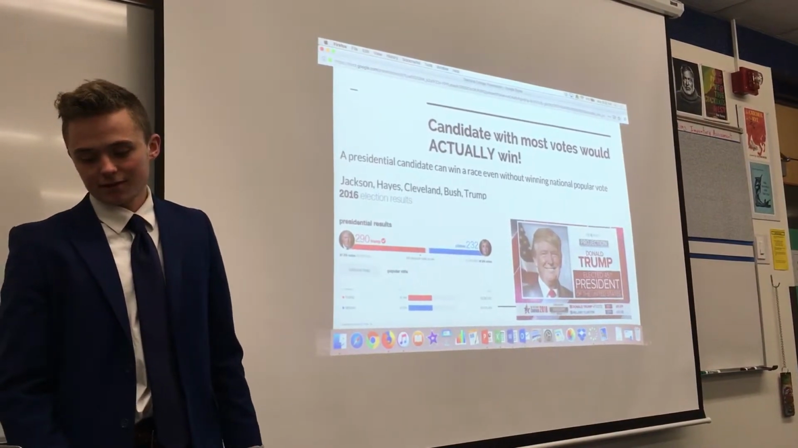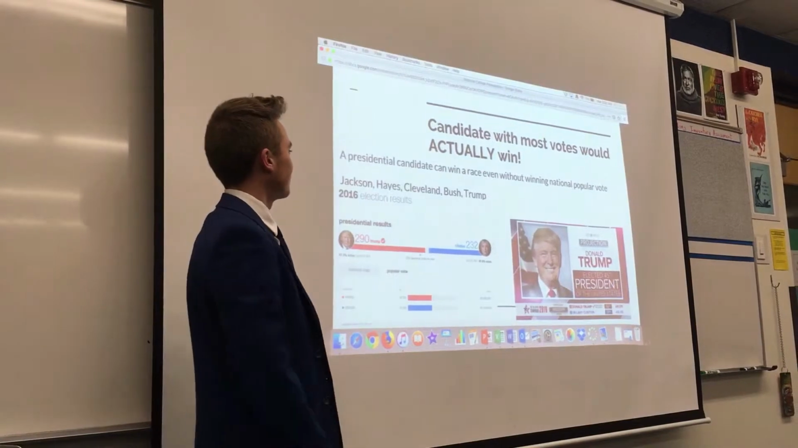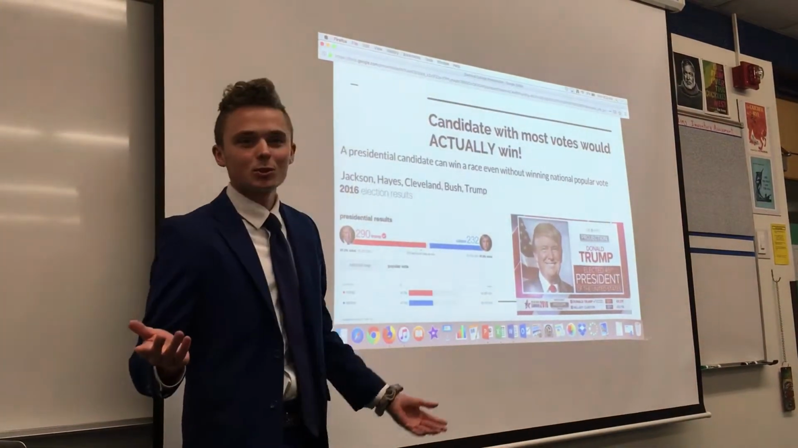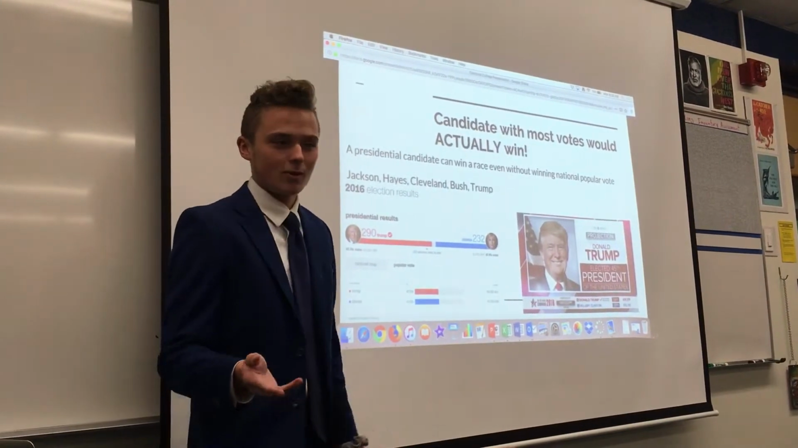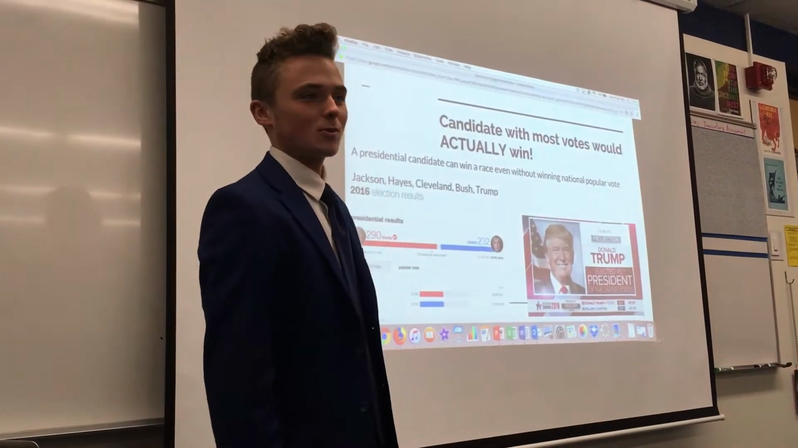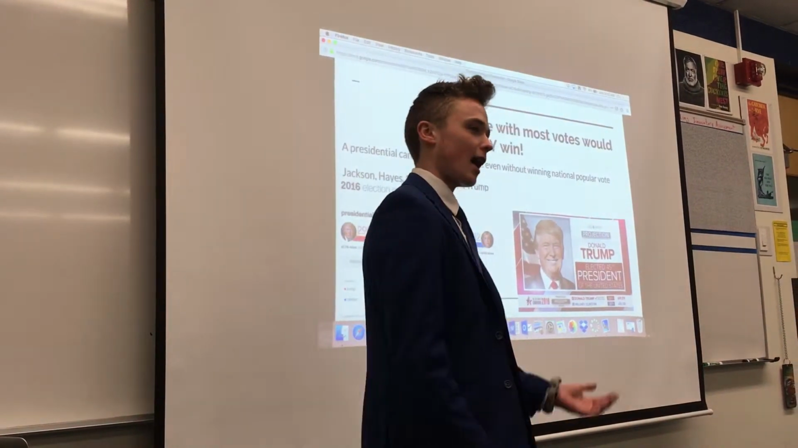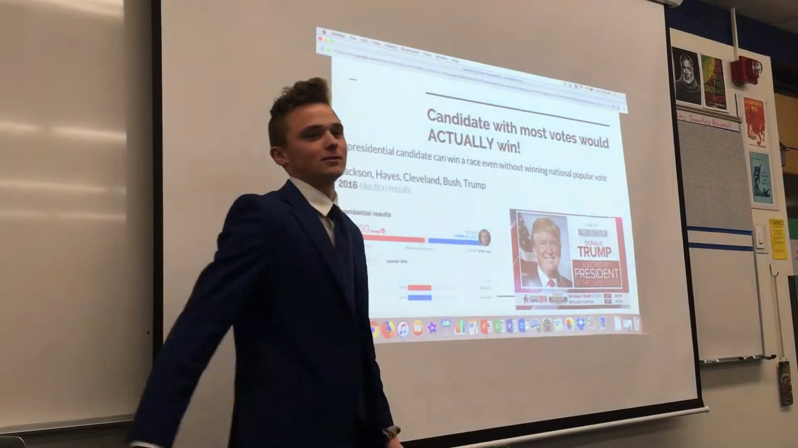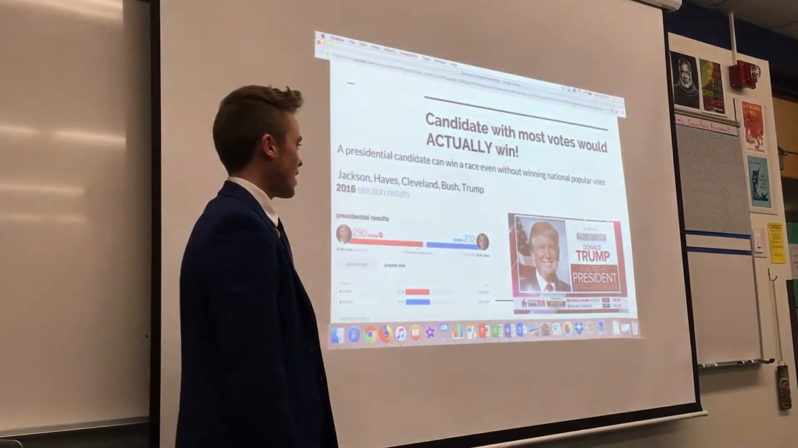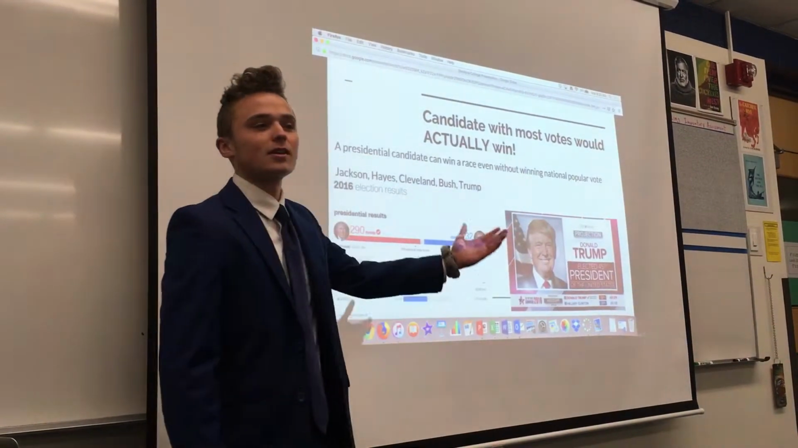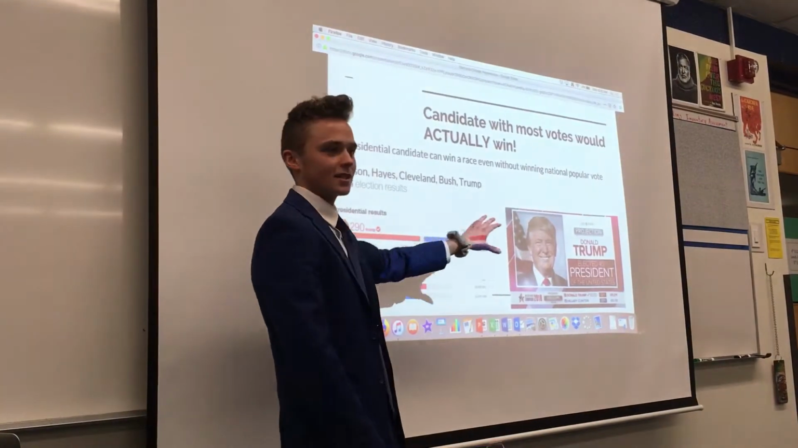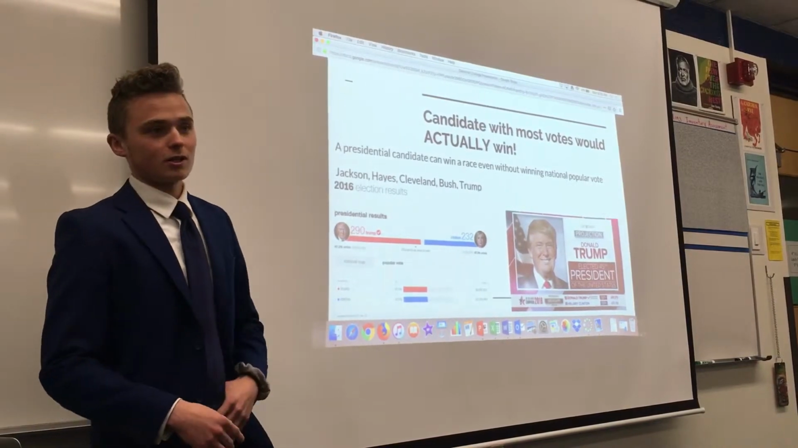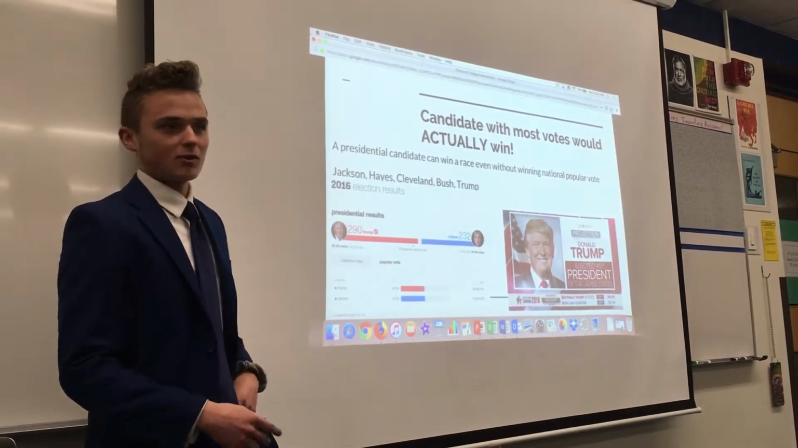And here's a huge one right here. They say with an electoral college, you could win the presidency without winning the popular vote, without having a majority or plurality. How does that make sense? In the national popular vote, you would actually win the race if you had more votes than the other candidate. And the perfect example of this is the 2016 election of Donald Trump. He won the electoral college, but he lost the national popular vote by 3 million votes.